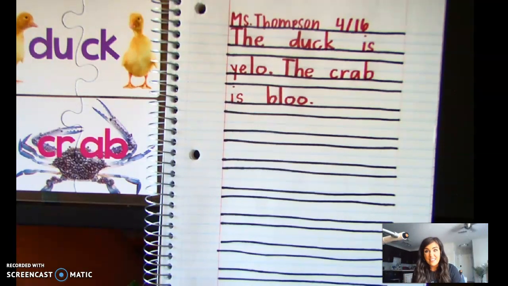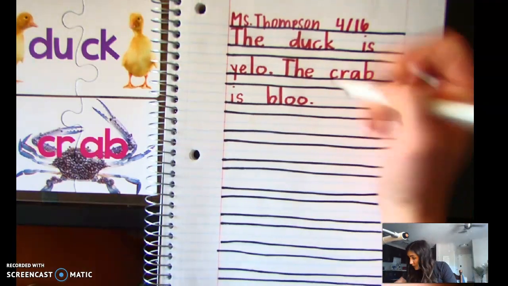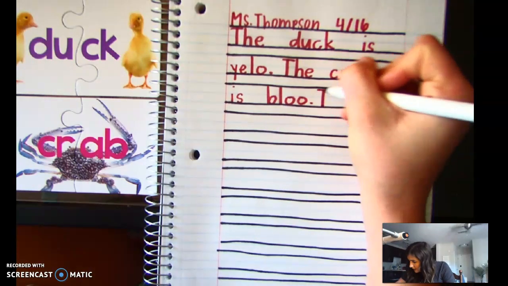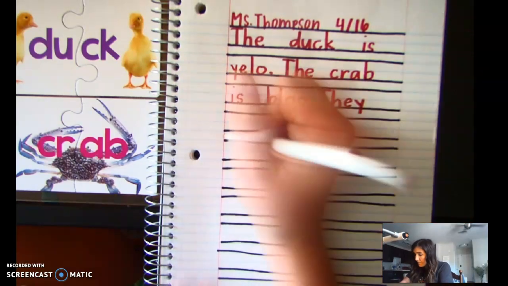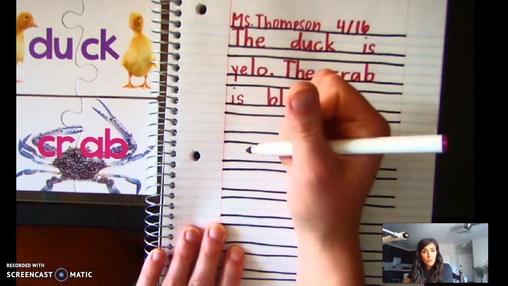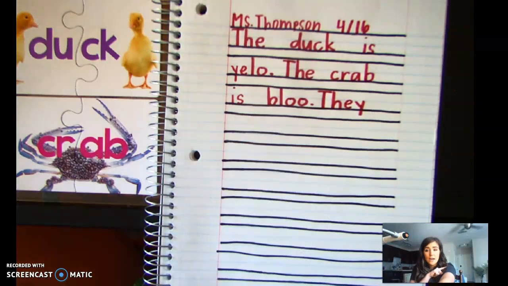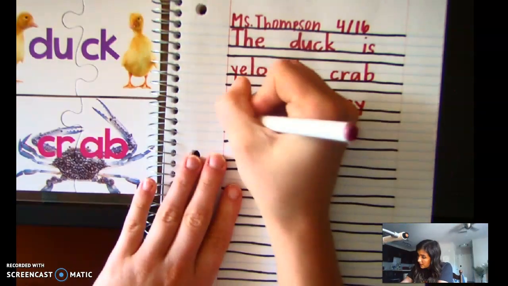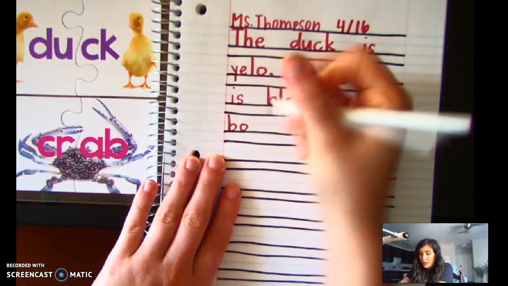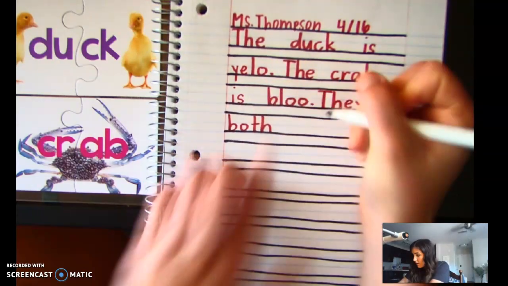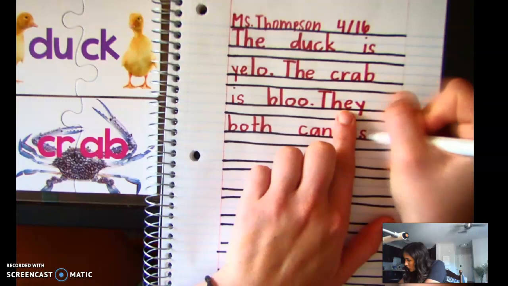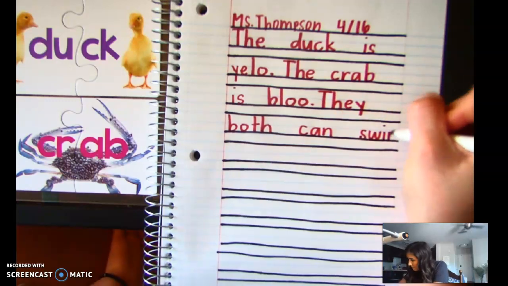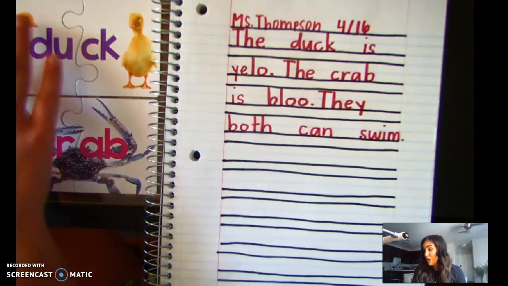So I can say they both can swim. It's a lot of words. But they is a sight word, so I'm going to go ahead and write that. Starting with a capital letter. They both. B-O-Th. Stretch out that word. B-O-Th. Can swim. They both can swim. So now I have 3 sentences.